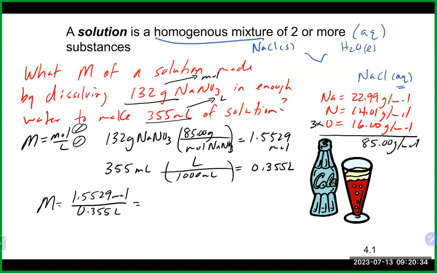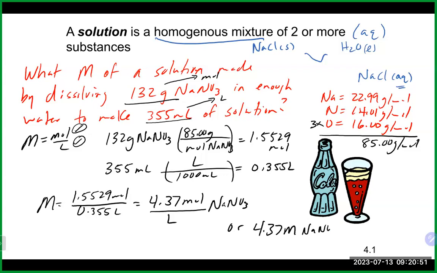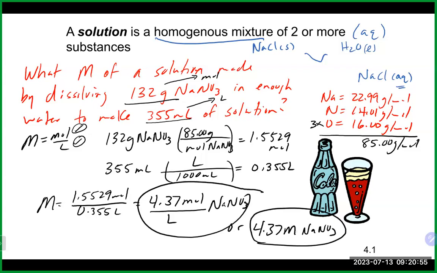And it looks like maybe a 4.37. Now the units do not cancel, so the moles stay with the number, and it is per 1 liter of sodium nitrate, or you can at the end there bring the big M back if you like, and obviously giving it either way would be okay.